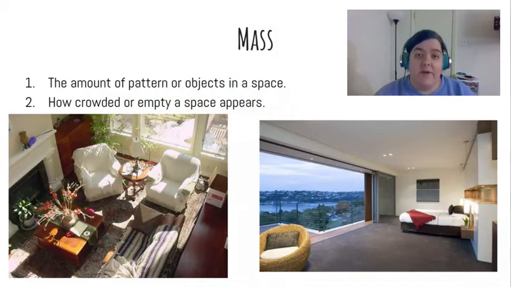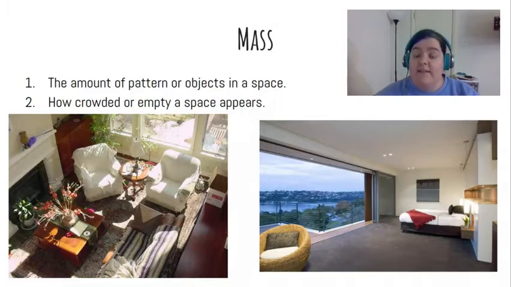Okay, the last element that we're going to look at for this small section is going to be mass. So mass is the amount of pattern or objects in a space. So basically it's going to be how crowded or empty a space can appear. So if you look at the picture on the left, we have a very, very high mass space. We have tons of forms in there, different types of forms. It's very cluttered, even though the windows seem to kind of make it look a little bit more open.